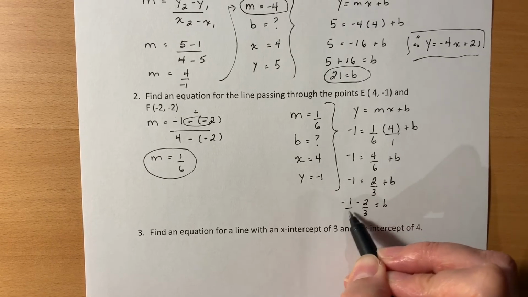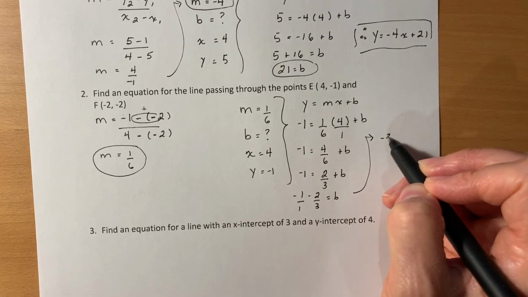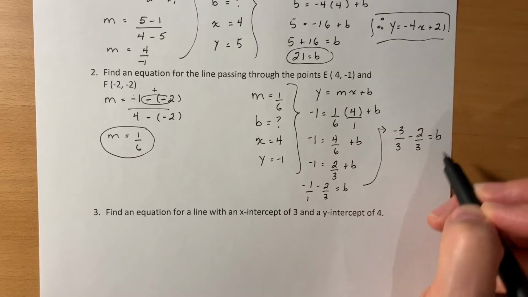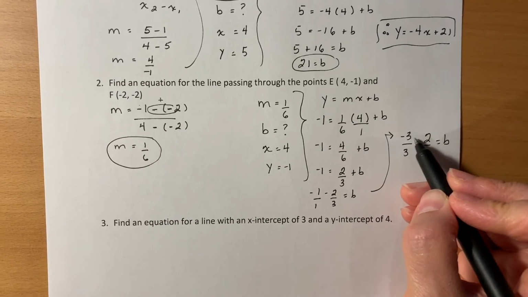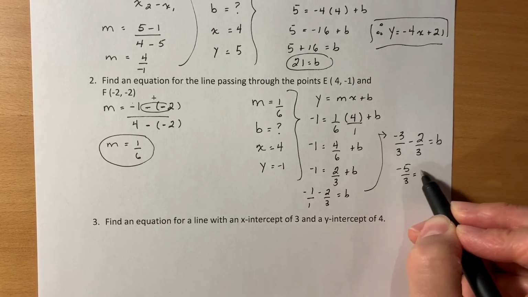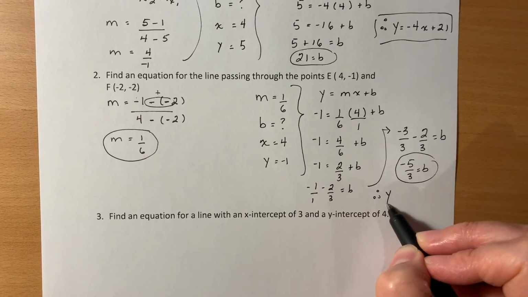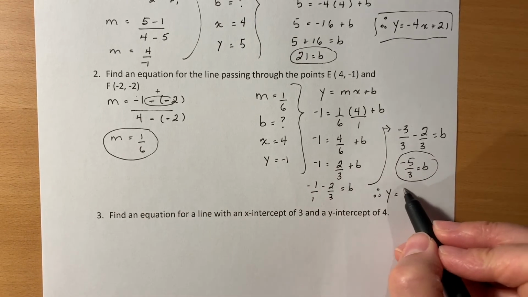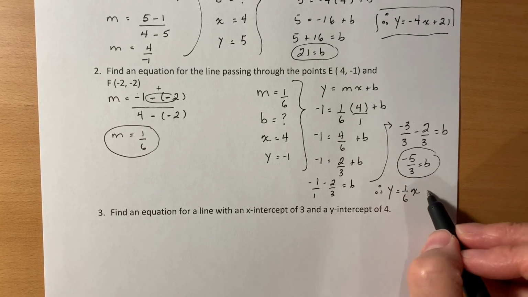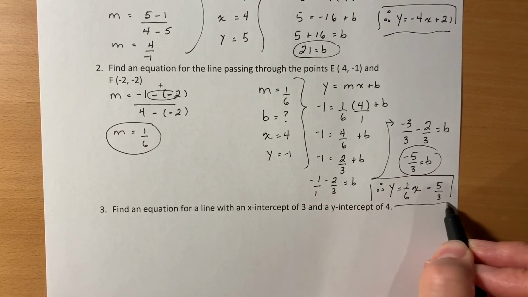So when you add or subtract, remember you need to find a common denominator. The common denominator here would be 3. So negative 3 over 3 minus 2 over 3 is my b value. And then you subtract that. So negative 3 minus 2 is negative 5 over 3 is b. So now I'm going to write my equation. Remember, every equation has a y. You put your slope in, 1 over 6. You need to have your independent variable x, and then your b value. And then you're done that one.